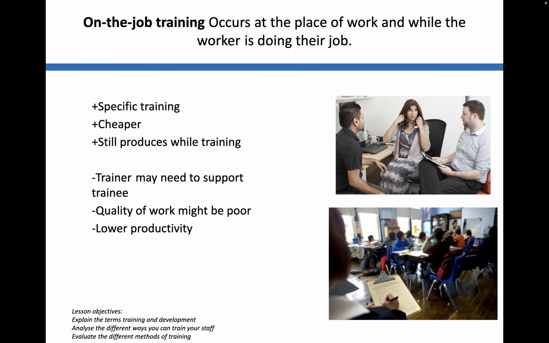This is when the training takes place at the workplace while the worker is doing their job. So sometimes you might have been to a doctor's or you might have been in school and there's been someone at the back of the room sitting and observing. It's likely they're completing on the job training. They're watching that person complete their job and they're taking notes and things like that. It's good because it should be specific to the business. Usually it's a lot cheaper than the next one we're going to look at. You can also still produce while that person is training.